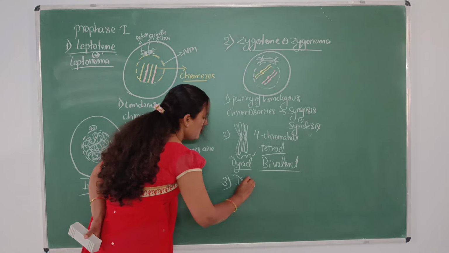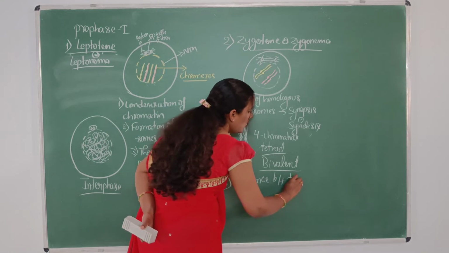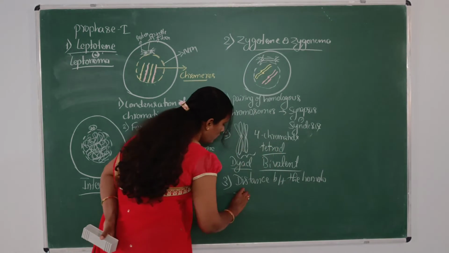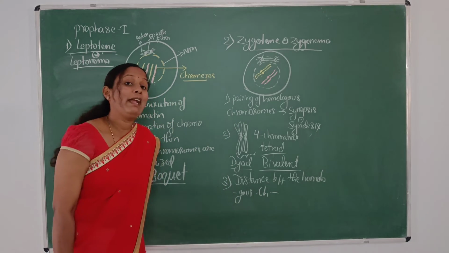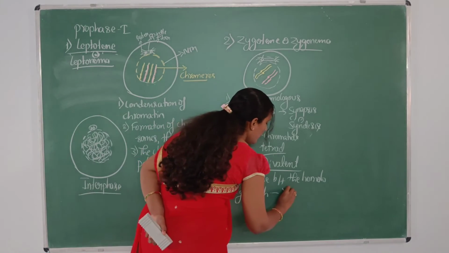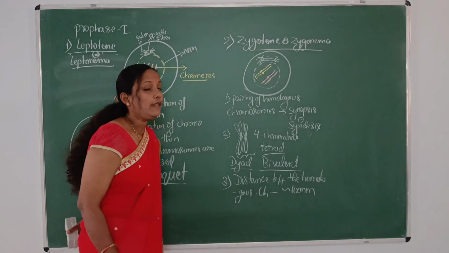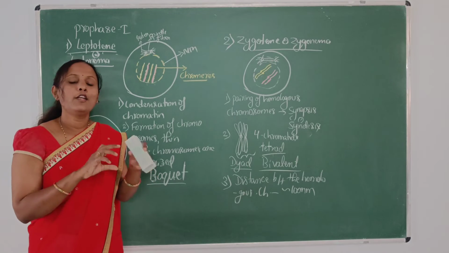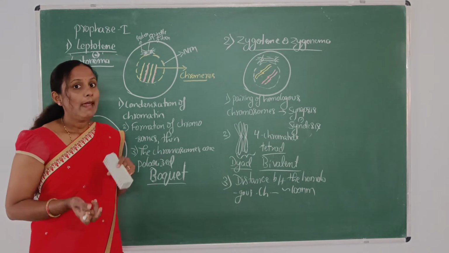The distance between the homologous chromosomes is too less. Negligible distance is present, and that distance is measured to be approximately 100 nanometer, which is a negligible distance. So if that distance is present, then only it is possible to exchange the part of chromosomes.